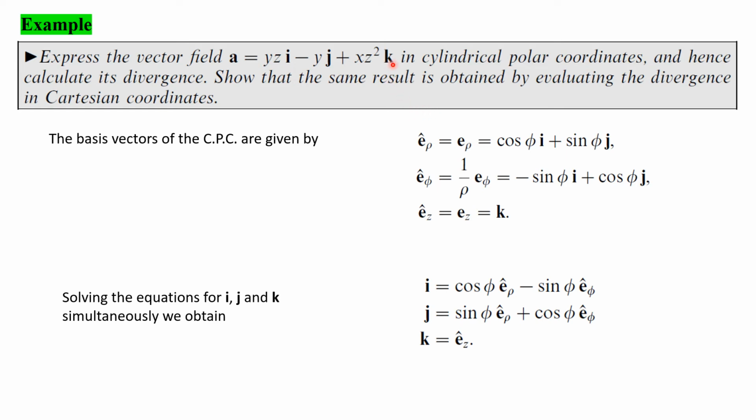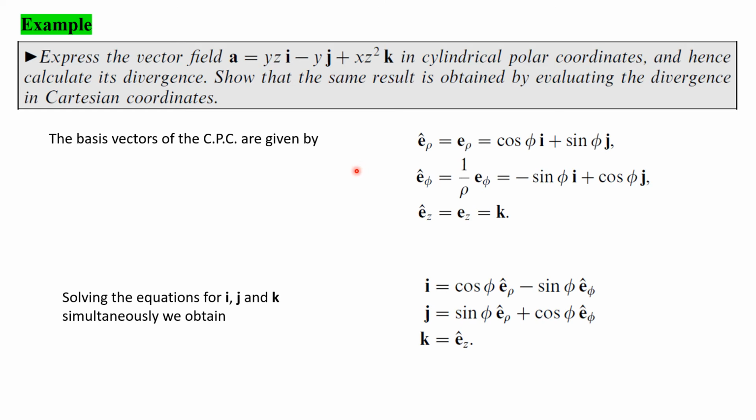So our task here is first to express this vector field in terms of the cylindrical polar coordinates. After we get the cylindrical polar form of this vector field, we are going to calculate the divergence. Our third task is to show that the same result is obtained by evaluating the divergence in Cartesian coordinates. That is, we are asked to compare the divergence using the Cartesian coordinates and the divergence obtained in the cylindrical polar coordinates, and show that we get the same result whether we get the divergence of the vector field A in terms of the Cartesian coordinates or in terms of the cylindrical polar coordinates.